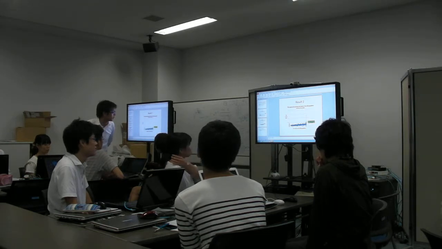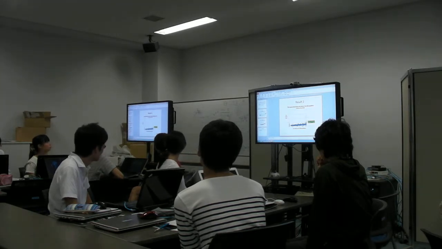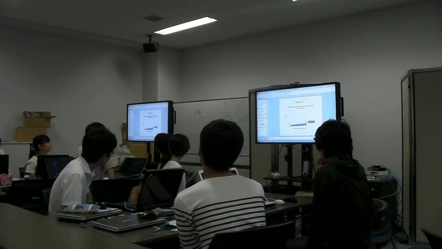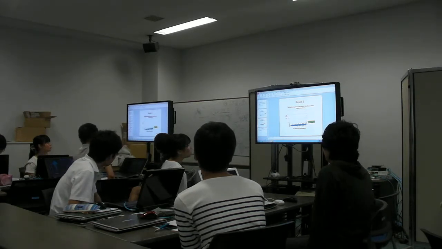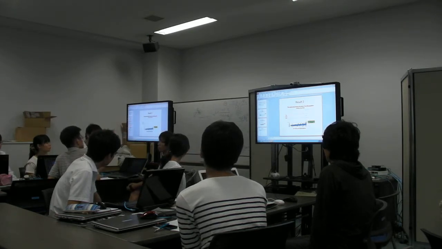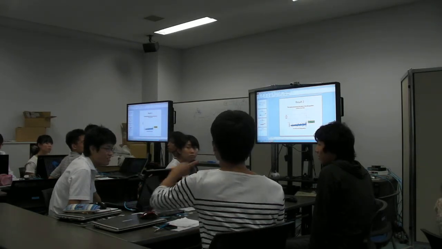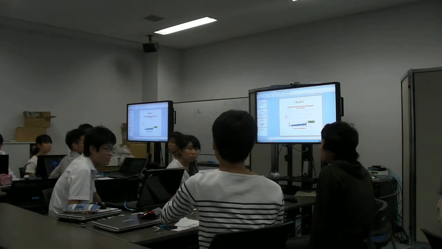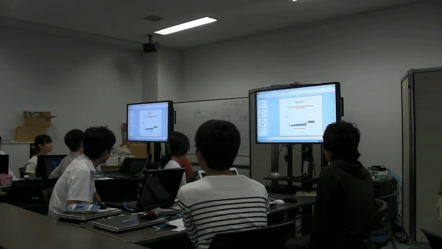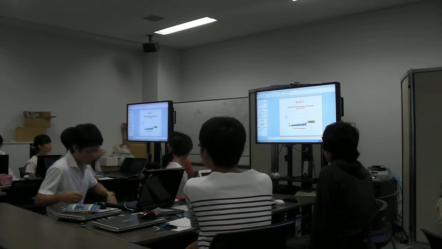So I don't think we can say that your hypothesis is supported from these two graphs. You mean the graph is not exactly linear? Yeah, linear or not is not a problem.